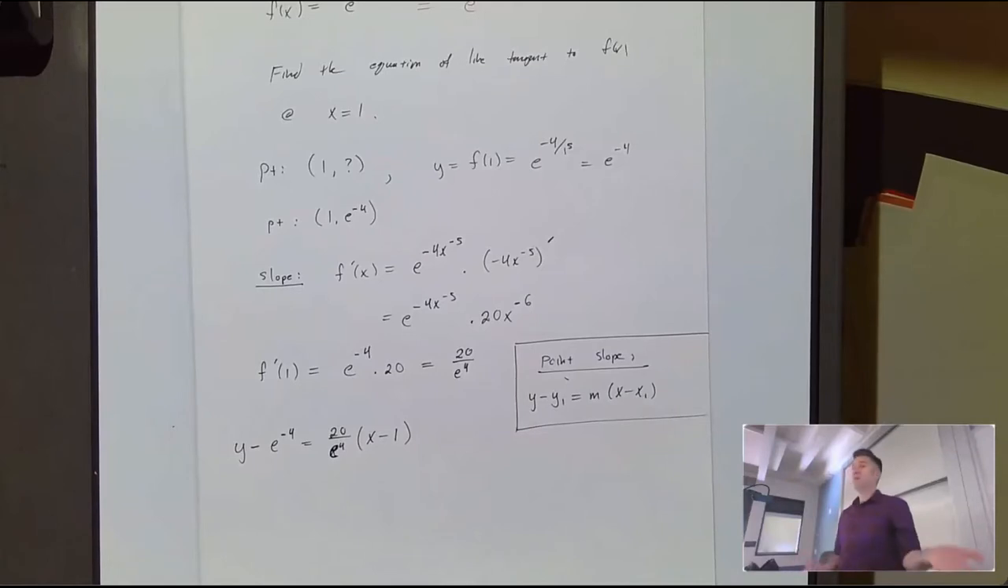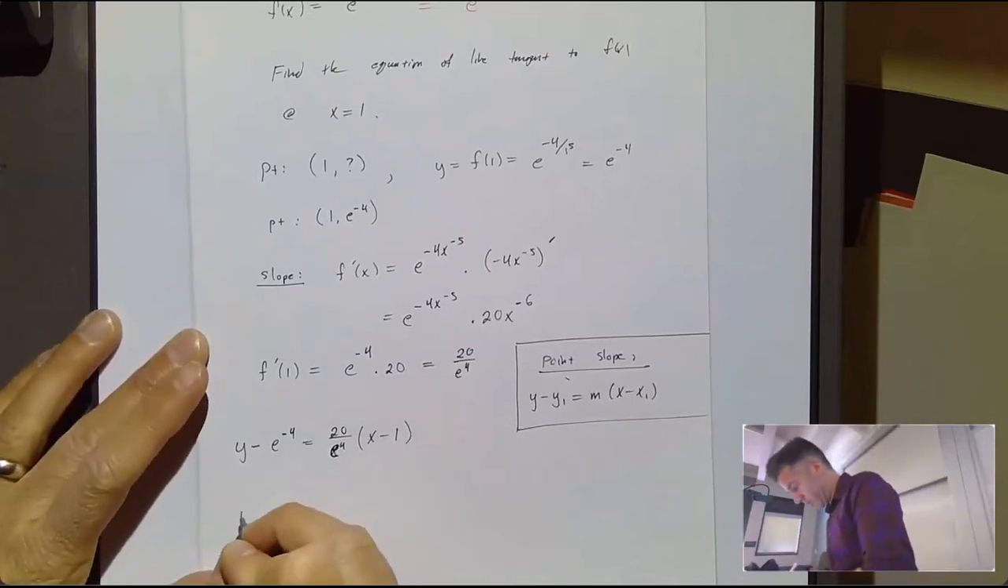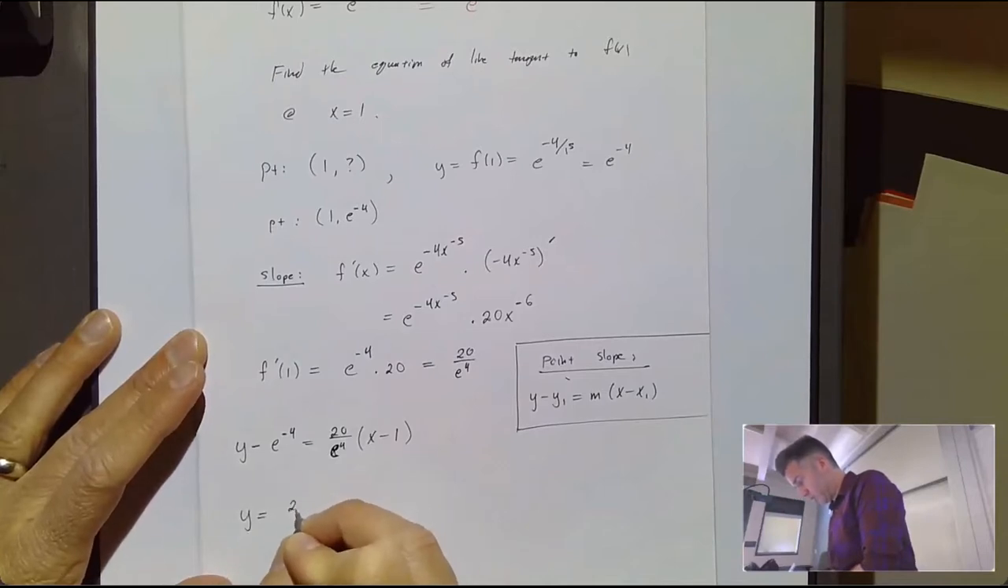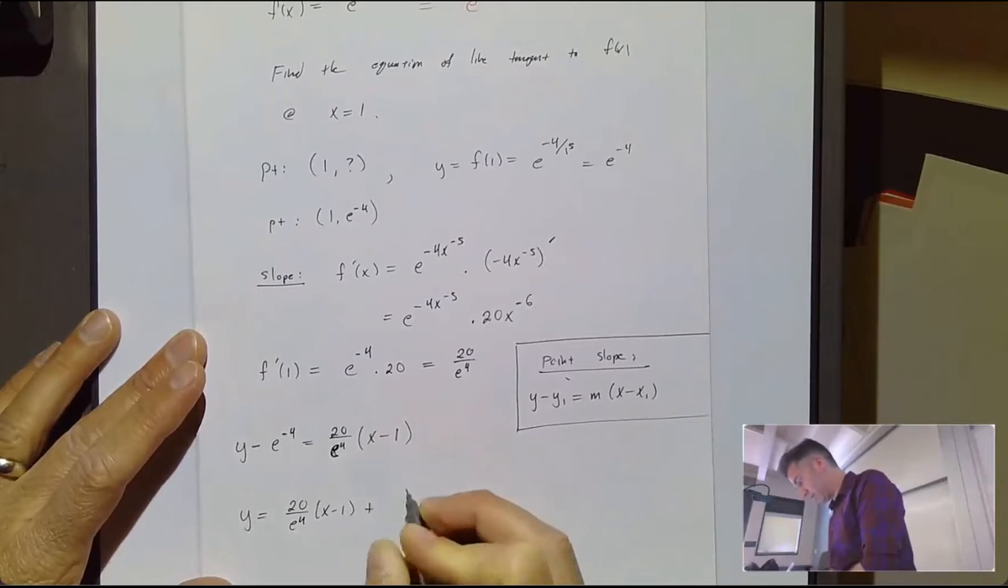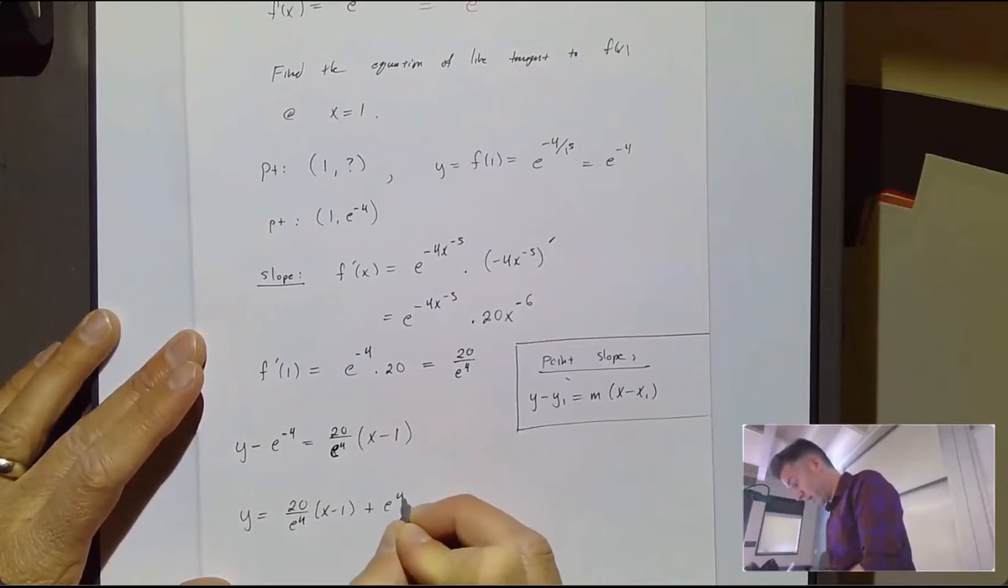A lot of the time it's okay to leave it like this, but if you're finding an equation of a tangent line and you're entering it in WeBWorK, often you're going to have to solve for y. So we're going to rewrite this as y equal to 20 over e to the 4th times x minus 1 plus e to the 4th. Sorry, e to the negative 4th.